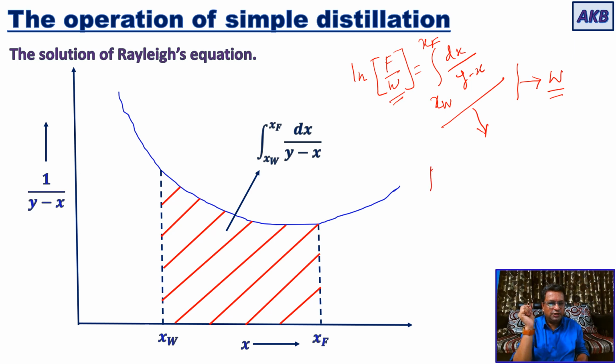Then using the total material balance, that means the original feed solution was converted to distillate and bottom product. So you know F, you have calculated W. Now you can tell what is the value of D. So in this way you can use Rayleigh's equation.